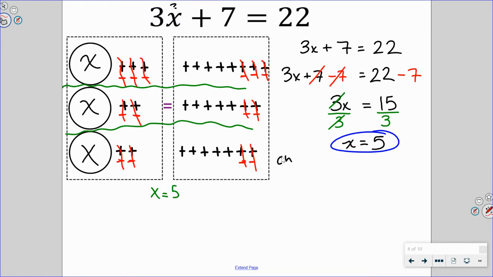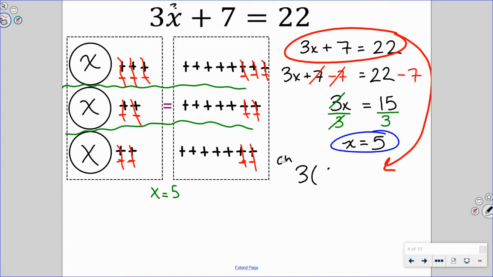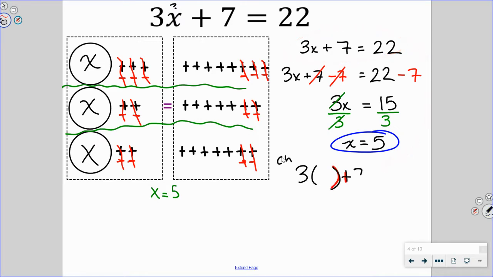So let's go ahead and nab the original equation, rewriting it: 3 times some number x, add 7 equals 22. But we don't think x is unknown anymore. We think we know what x is. We think x is 5. So we're going to substitute it in. Some people even put a little question mark here.